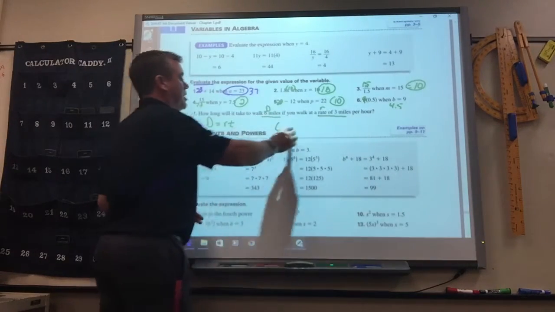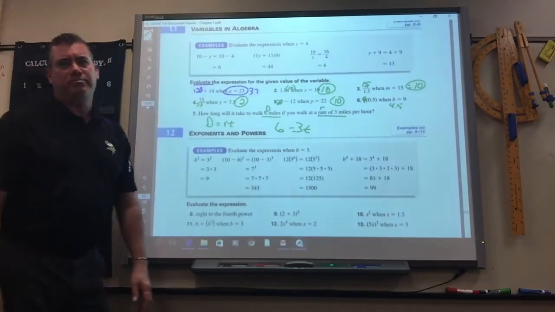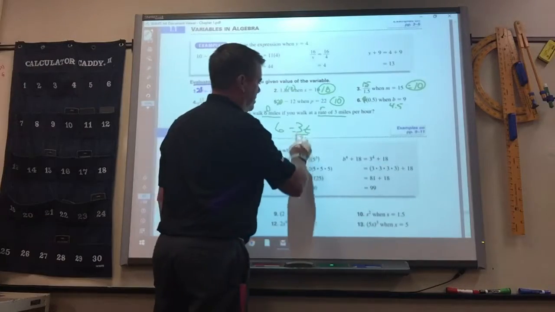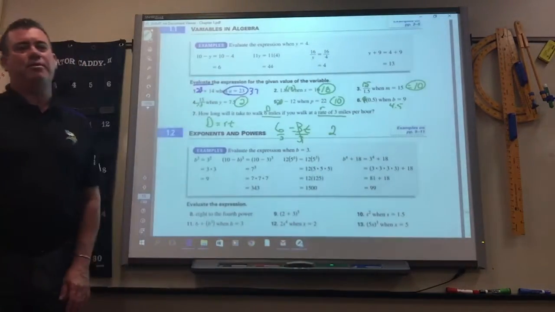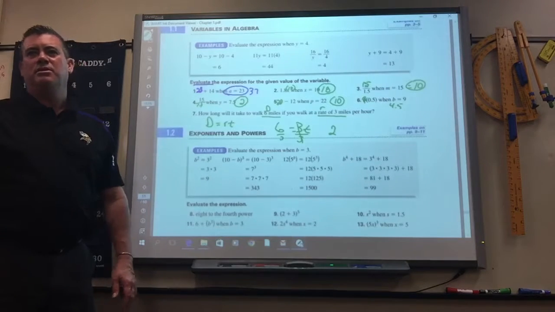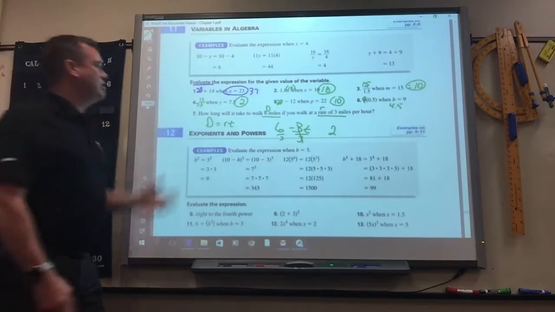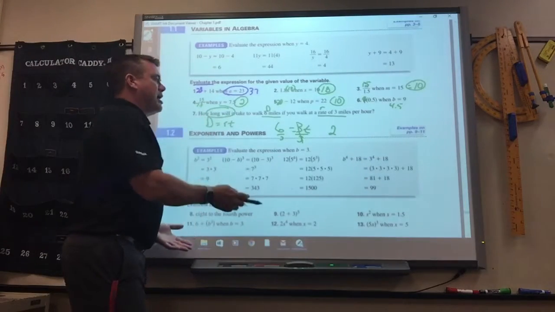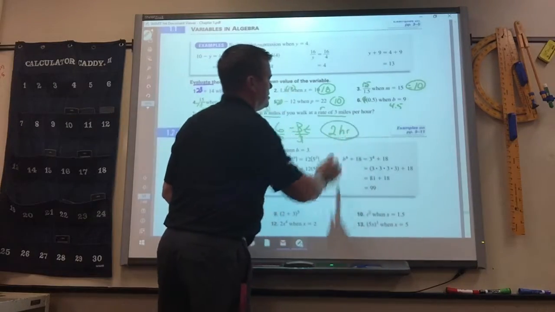R is 3, so put that there, and we don't know the time. So what do you do to solve it? Divide by 3. And you get 2. Now, on the distance ones, you got to remember to label. So what would the 2 be labeled in this problem? Hours. It says how long, so it's a time. This is in miles, and that's miles per hour, so it'd be 2 hours.